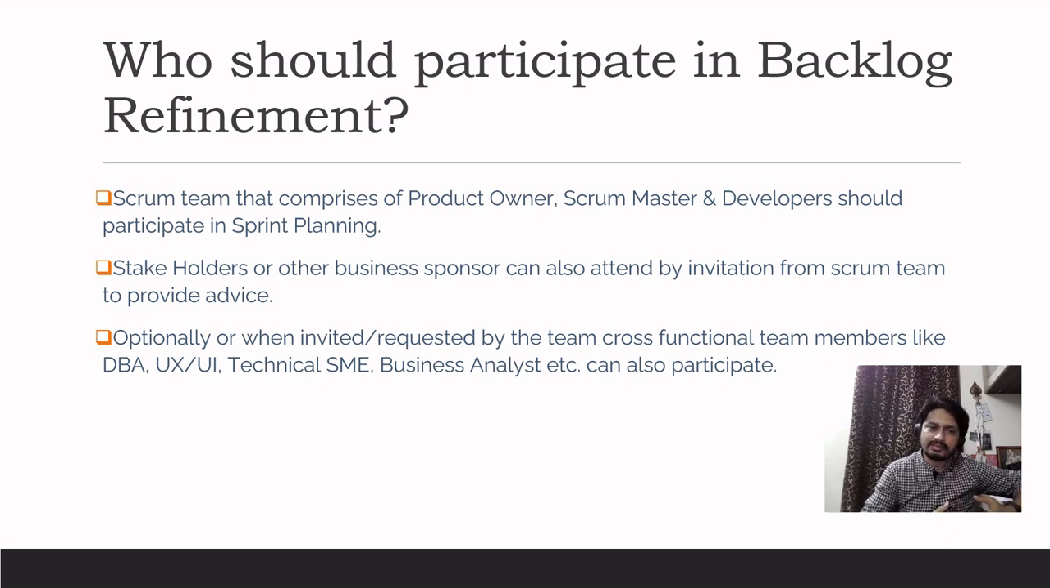There are cases where the product owner, along with a couple of the Scrum team members, a couple of developers, can have a meeting. That is also a kind of refinement, or just a product owner and a Scrum master can have a meeting. That's also a kind of refinement. So it again depends, right? But ideally, the whole Scrum team should be present because the idea is to have a shared understanding, right?